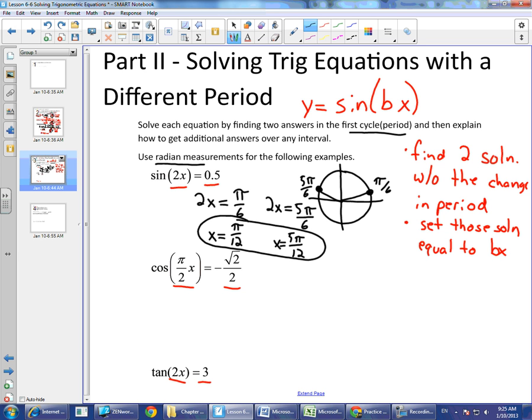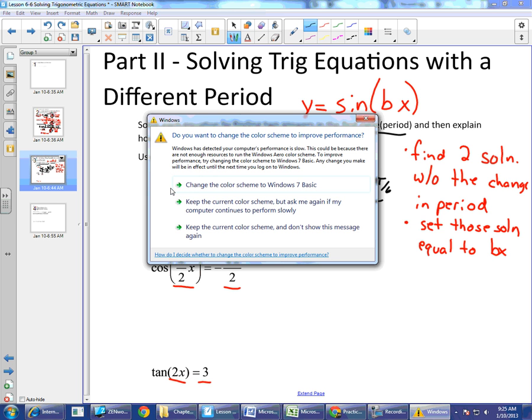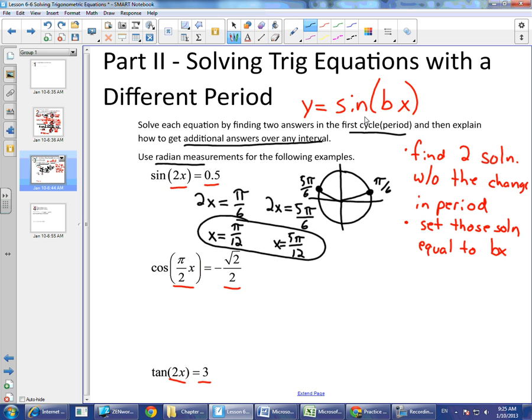Now, how do you get additional answers from this? On the previous slide, we always added on 2 pi for sine or cosine, and we added on pi for tangent. These ones are going to be a little different. The answer is, you get additional solutions by adding on the period. So you have to do one more thing. The period is, again, 2 pi over b. So my period in this case is going to be 2 pi over 2, which is pi.